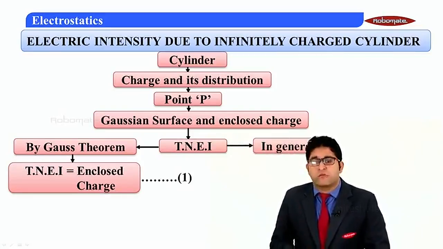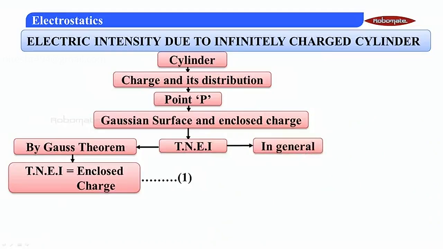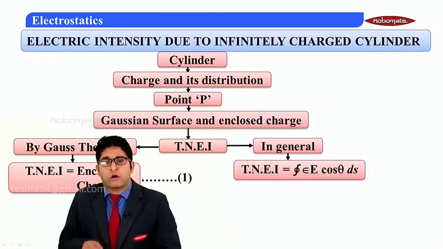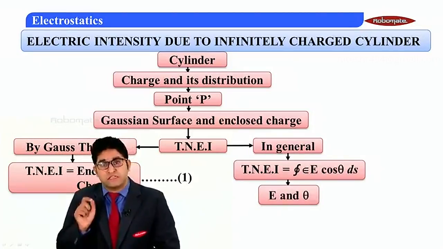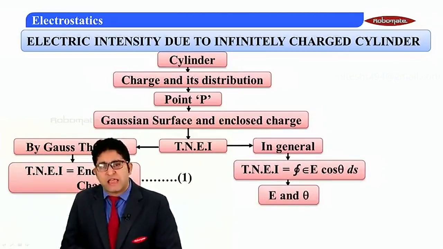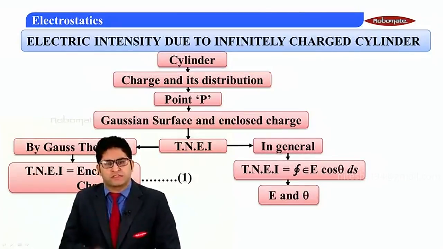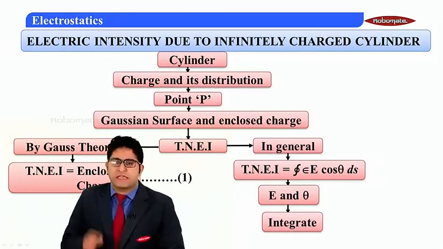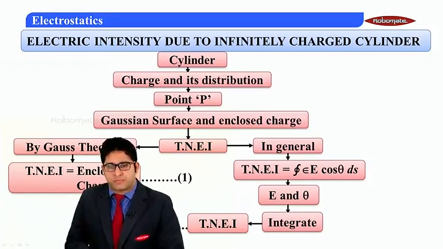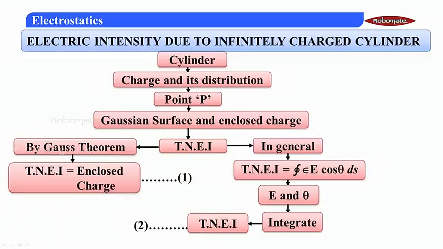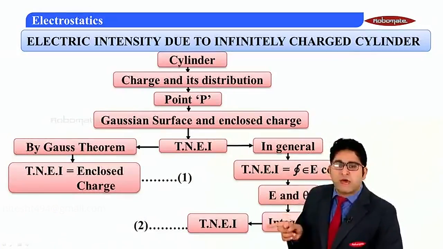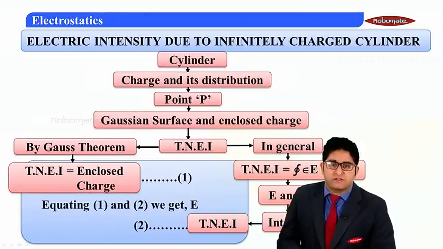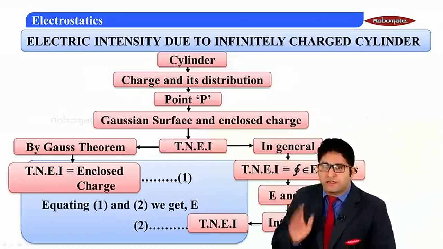Now we know the formula for TNEI. The formula is the integration over a closed surface of epsilon E cos theta ds. Then we'll discuss E and theta. E is the electric field intensity, and theta is the angle between vector E and vector ds. After this, we'll integrate and get the value of TNEI, and we'll call that equation number 2. Once we are done with TNEI, we'll equate equation 1 and equation 2 to get the value of capital E, that is the electric field intensity due to a charged cylinder of infinite length.